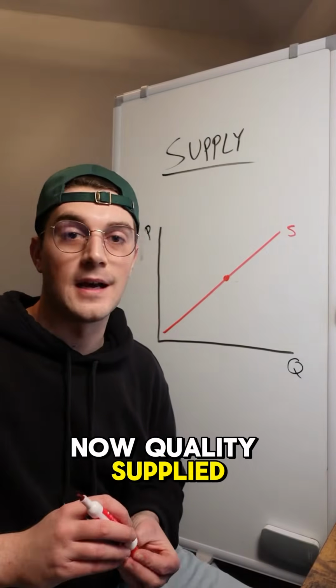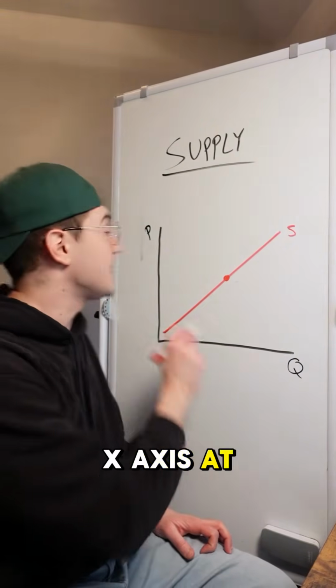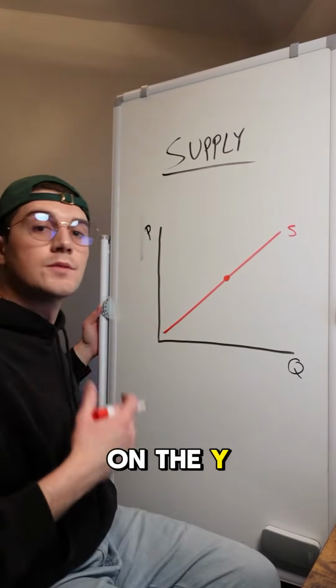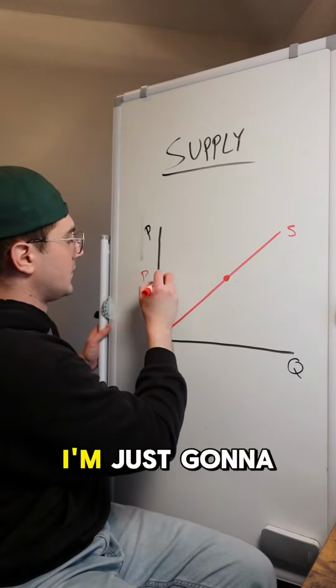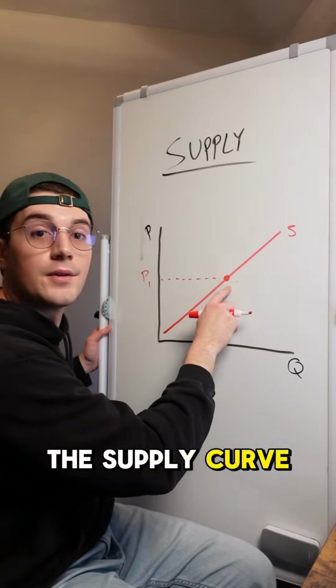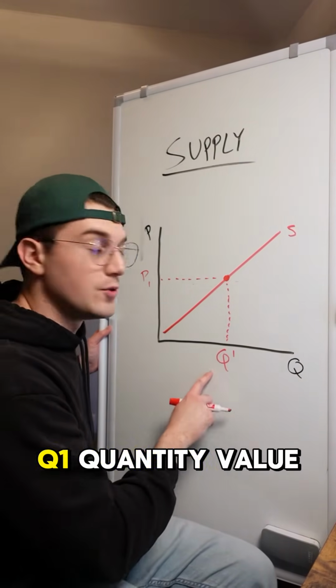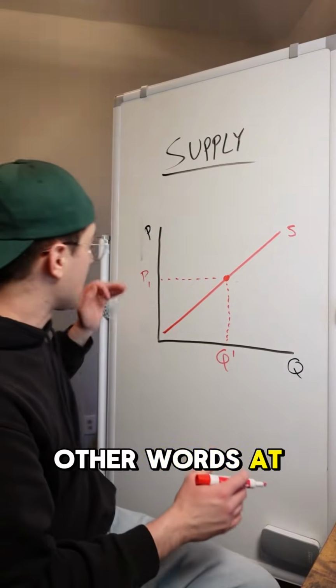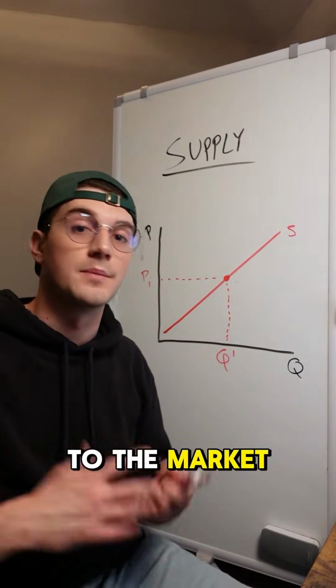Now, quantity supplied is simply the quantity value on the x-axis at a given price value on the y. So say we were asked, what's the quantity supplied value at P1? Well, I'm just gonna go over, hit the supply curve, and then go down from that point to determine that at that point we've got this Q1 quantity value. In other words, at this price, there's this quantity of units supplied to the market by producers.